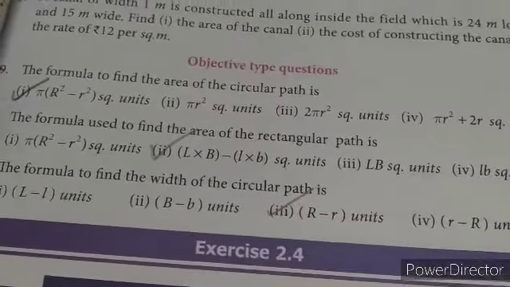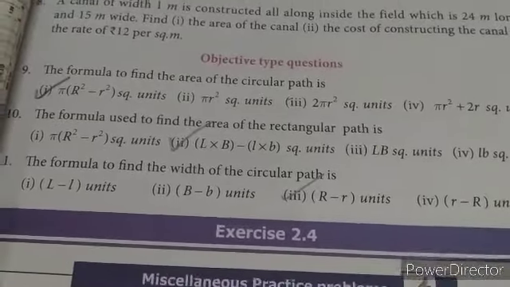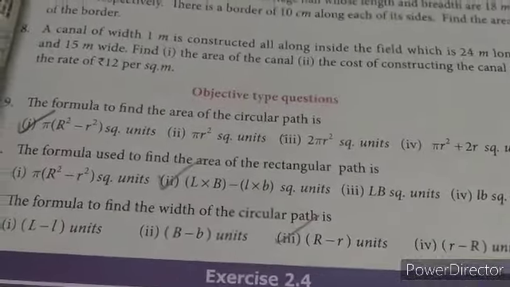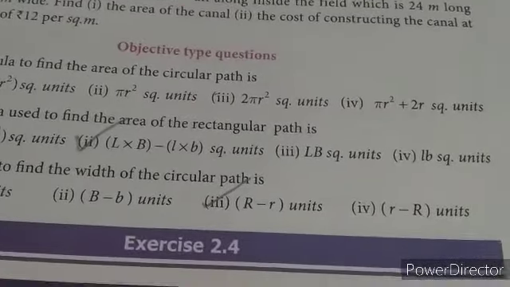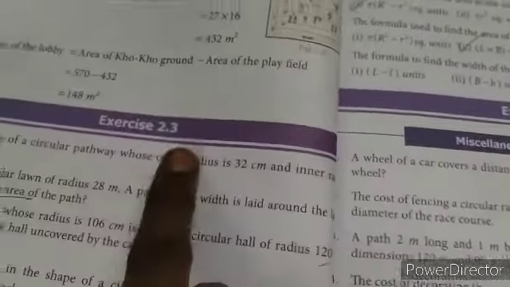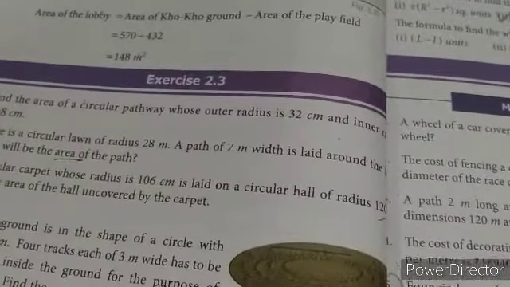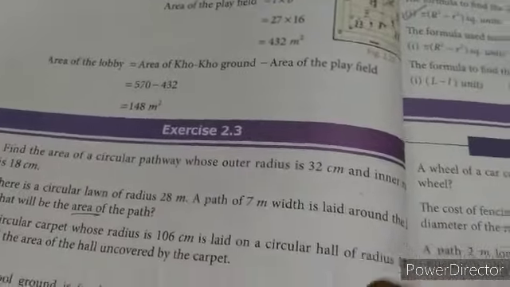So in exercise 2.1, we saw the circumference of the circle, and in exercise 2.2, we learnt how to find the area of a circle. Now in exercise 2.3, we tried sums to find the area of a circular pathway and the area of a rectangular pathway.